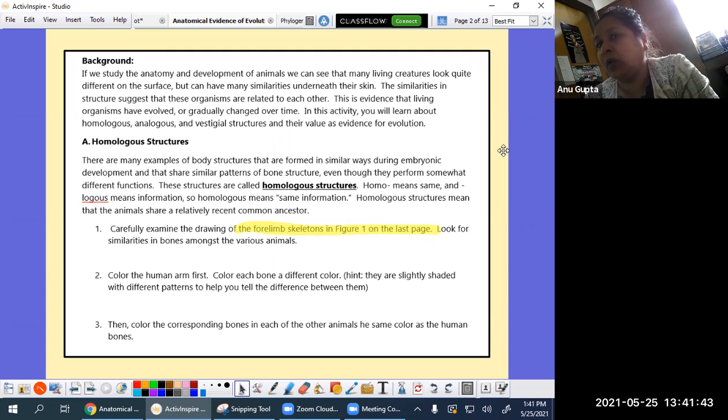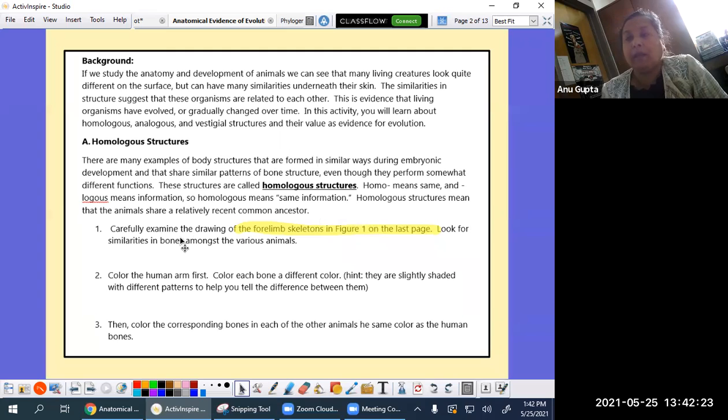So in this activity, you're going to learn about the homologous, analogous, and vestigial structures and their value as evidence for evolution. So let's talk about the homologous structures first. Now, what are homologous structures? We described them last class. They are basically the same basic plan, same kind of structure, but different functions. Homologous: homo means the same, and logos means the information. So same information. And they tell you that they had some relatively recent common ancestor. So the roots were the same.